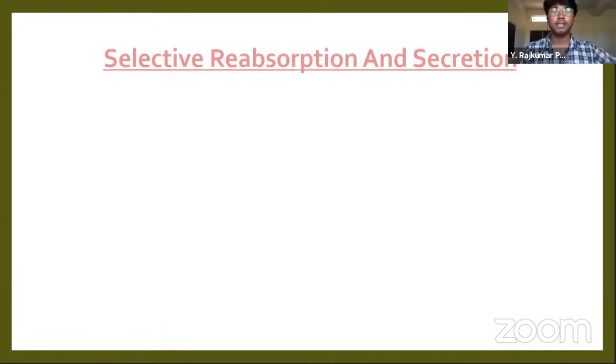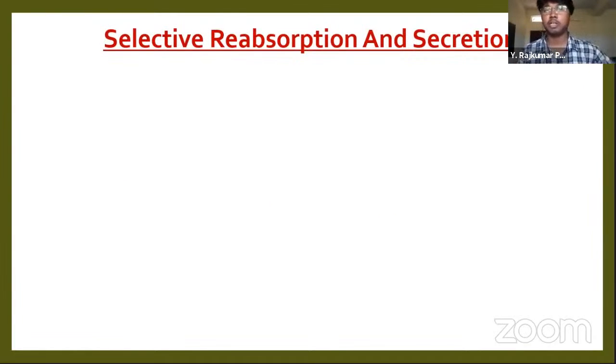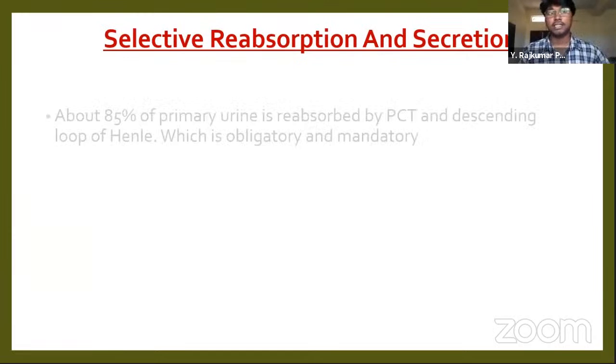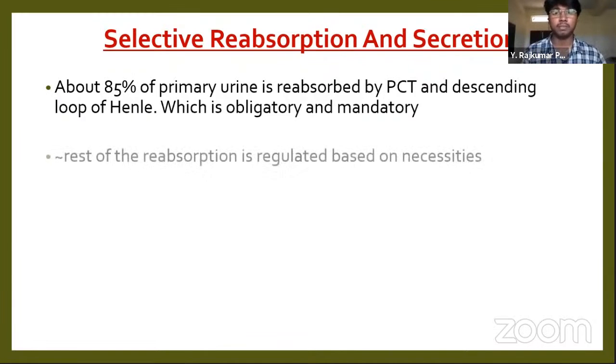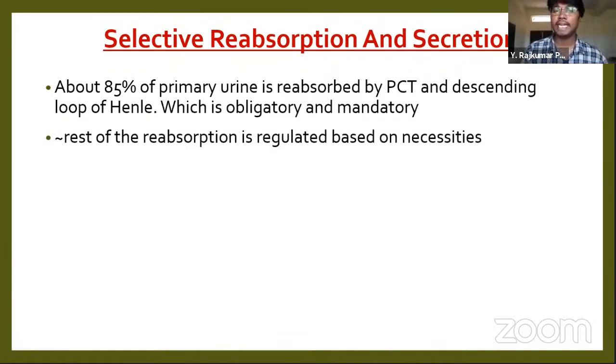reabsorbed. Let's see the process of reabsorption and secretion. You can see here about 85% of primary urine is reabsorbed by the PCT and descending loop of Henle. So proximal convoluted tubule, PCT full form, and descending loop of Henle are important for the reabsorption purpose. Mostly it is PCT, which is obligatory and mandatory. The rest of the reabsorption is regulated based on necessities.